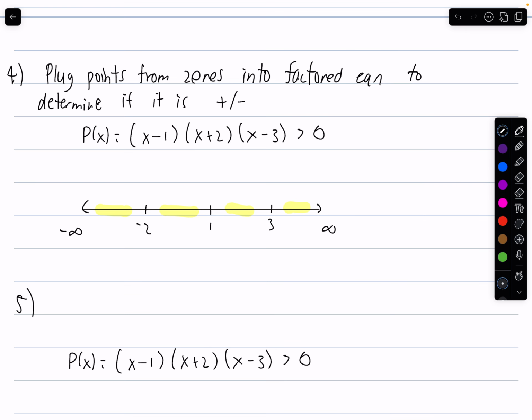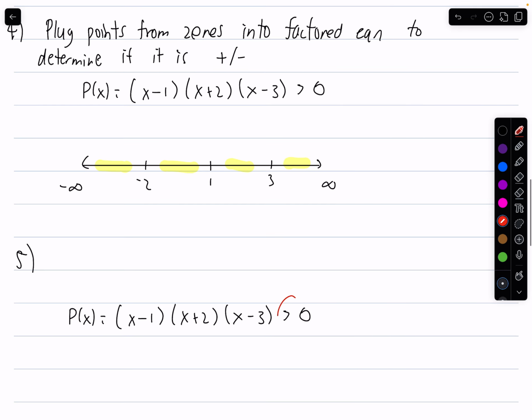And we're going to identify right away, if this is greater than 0, is this equation asking us for positive or negative? If it's greater than 0, it's going to be asking us, where is it positive? Now, mind you, if the question said less than 0, it's going to be asking us where is it negative?